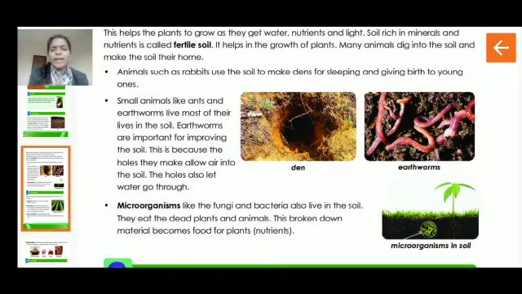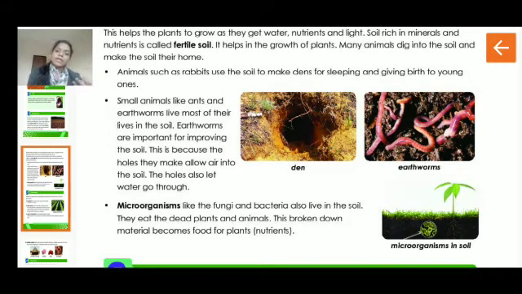नेक्स्ट वन इज माइक्रो ऑर्गेनिजम्स. All these rabbit, earthworms, ants, these are little bigger ones, right? But when we say microorganisms, which you cannot see with your eyes, माइक्रोऑर्गेनिजम्स को आप अपनी खुली आंखों से देख नहीं सकते, राइट. वो बहुत छोटे होते हैं, उन्हें देखने के लिए अलग इंस्ट्रूमेंट्स का इस्तेमाल किया जाता है. सो ऐसे कुछ माइक्रो ऑर्गेनिजम्स होते हैं लाइक द फंगाई एंड बैक्टीरिया. दे ऑल्सो लिव इन दी सॉइल. एंड व्हाट दे ईट? They eat the dead plants and animals.